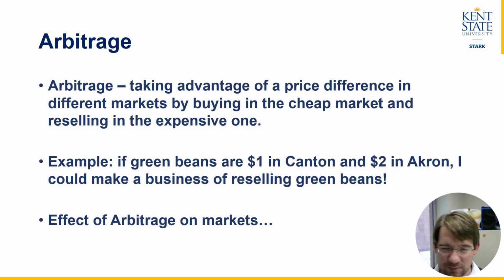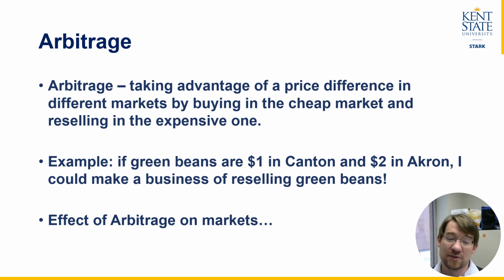So here's a real simple, silly example. I live in Ohio, basically halfway between Akron and Canton. Let's suppose that, for whatever reason, there arises a significant difference in price for green beans between Canton and Akron, so that in Canton they're $1 per can, and in Akron they're $2 per can. Well, if this is the case, I can make a business reselling green beans. Every day I can come down to Canton, buy up a whole bunch of green beans, hop on I-77, drive basically a half hour up to Akron and resell these green beans for $2. So on every single one of those cans, I just made $1.